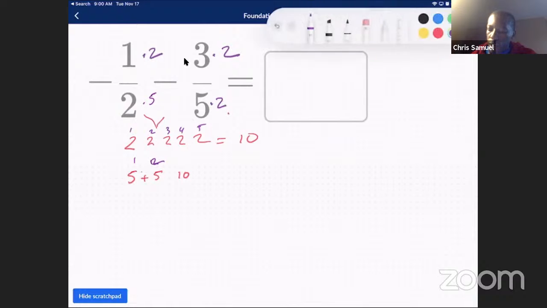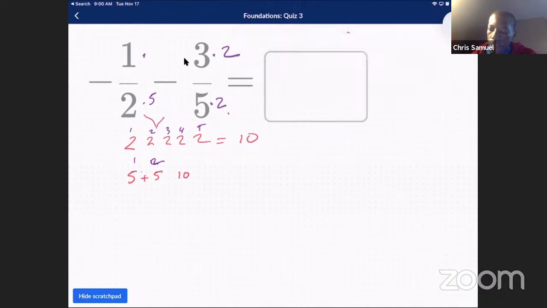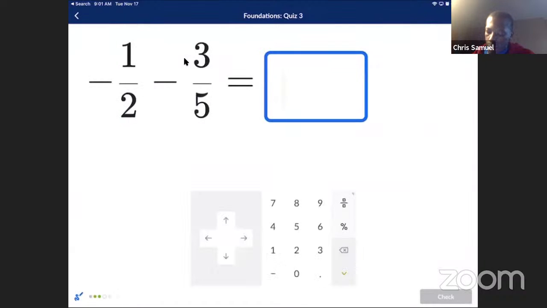Oh wait, that's why I made a mistake before too. It's 5. So when we multiply by 5 on the top and the bottom, then we will get 5/10, and here we get 6/10. Once we get that, now we can just subtract like normal. Since there's a negative on this side and a negative on that side, it should go up to negative 11/10. Negative 11/10.